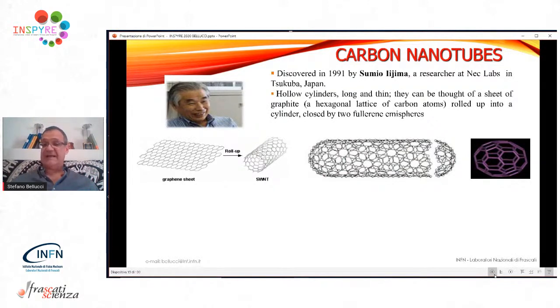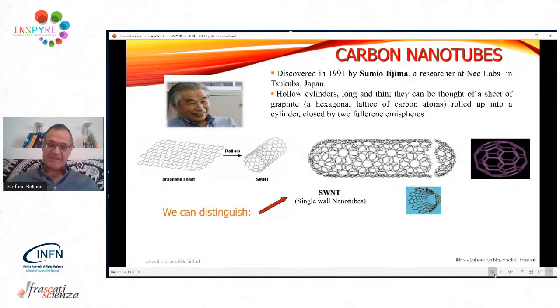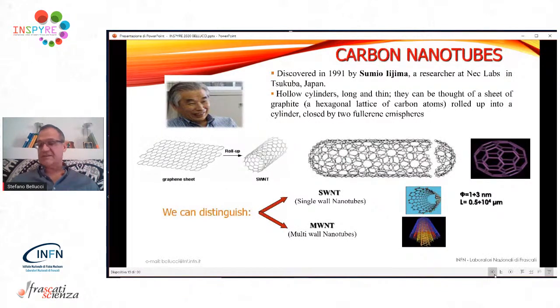You can think of them, as I said, as a sheet of graphite or graphene rolled up into a cylinder. And you can have it open or closed. If you close it, you have to use two half molecules of fullerene to close it. So they can be distinguished in a single wall, as we saw a minute ago. But you can also create multi-wall nanotubes that are coaxial cylinders, one into the other, a little bit like Russian dolls.